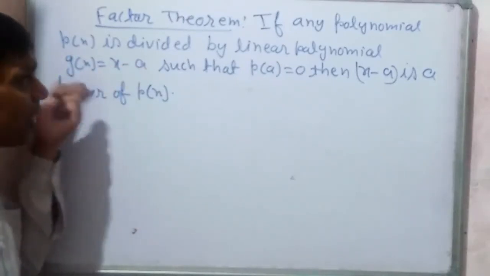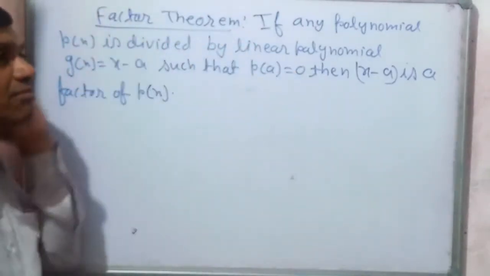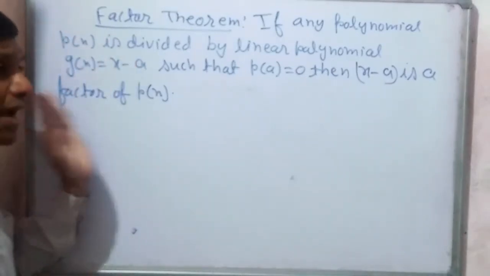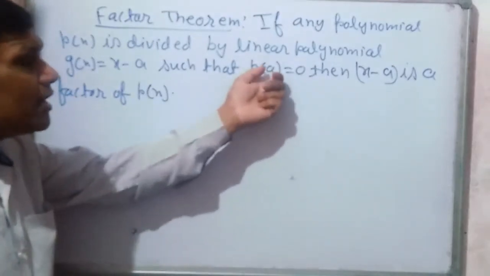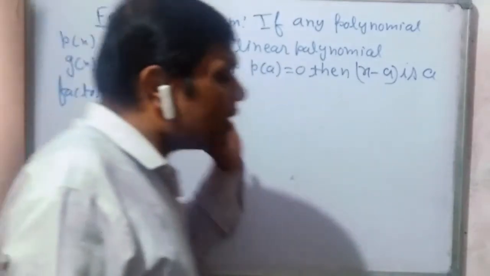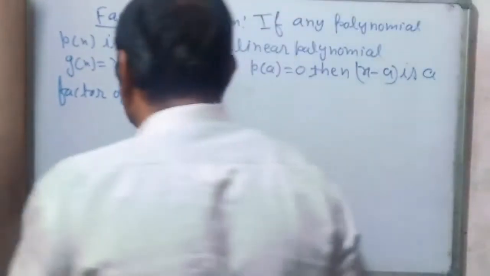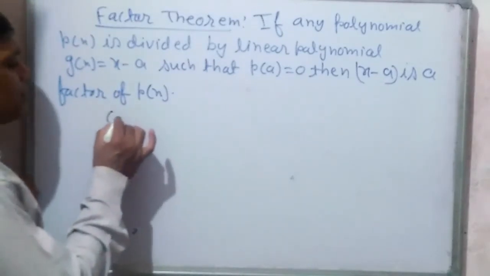So if p(x) is divided by a linear polynomial, linear means having x power 1, of the form x minus a, such that polynomial's value at a is 0. What is a? The 0 of x minus a. Polynomial's value at a is 0. Then x minus a is a factor of p(x). This is what our factor theorem says. We'll see examples. But first, let me address your confusion.